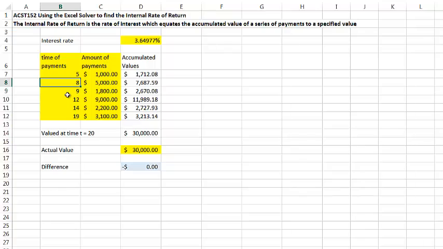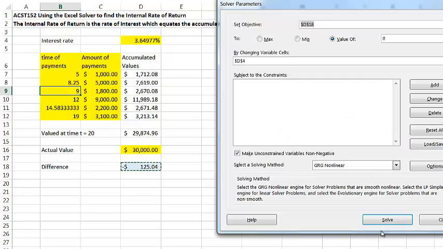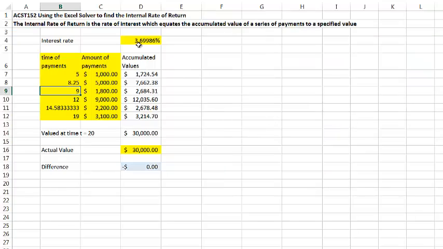So for example, if we were using solver and we had a payment that came in at 8 years and 3 months, we could put 8.25 there as the time of payment. And if we had another payment that came in at 14 years and 7 months, we could put in 14 plus 7 divided by 12 there as the time of payment, and we would still be able to use the solver to determine the internal rate of return. So we could just go up to data, solver, solve, and it would say that if the timing of these payments was different, the internal rate of return would be slightly different to what we expected before.